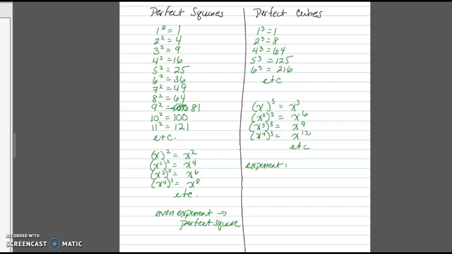So if you have a variable expression where the exponent is a multiple of 3, like 3, 6, 9, 12, 15, 18, 21, so forth, you know that that is a perfect cube. And you could take the cube root, go backwards by dividing the exponent by 3. So the cube root of x to the 9th would be x to the 3rd. The cube root of x to the 12th would be x to the 4th, and so forth.